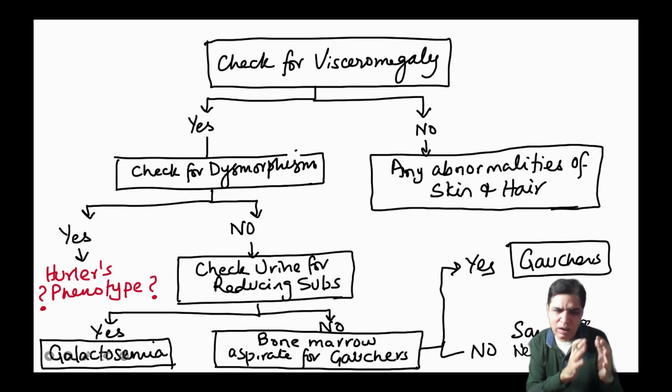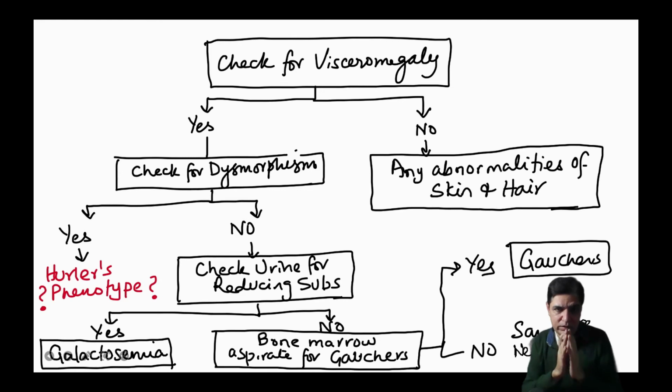At least you know a few groups of disorders that you are dealing with. So that's how you look if a child has visceromegaly. If he hasn't got any visceromegaly, then you look whether the child has any abnormalities of skin and hair, for example fragile hair or fragile skin. I will come to that later on, that if it is fragile skin and hair, it is a different type of disease, like Menkes disease or biotinidase deficiency. I will come to that later on.